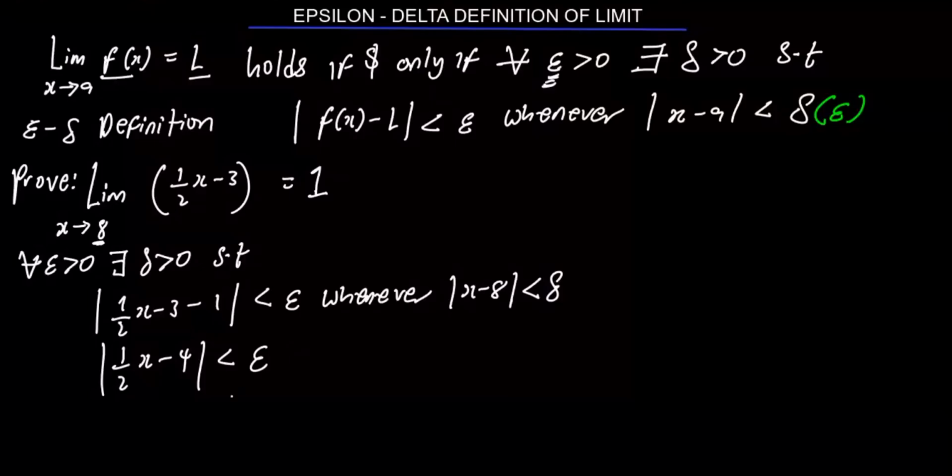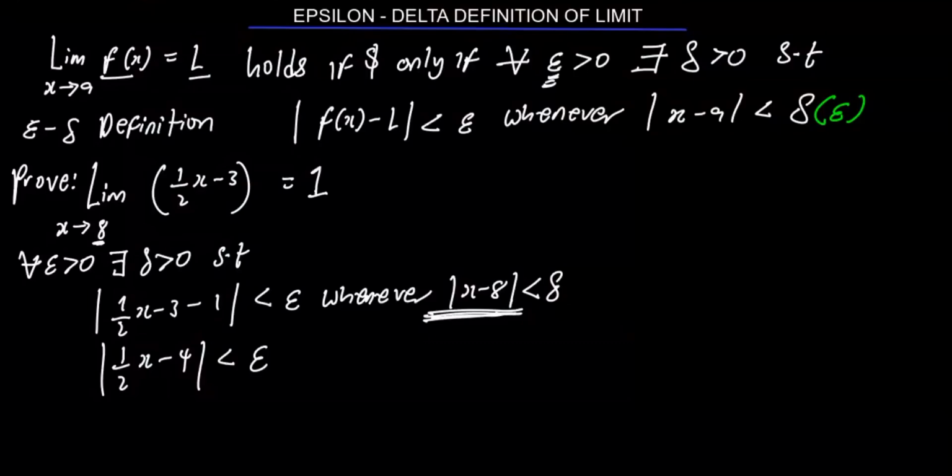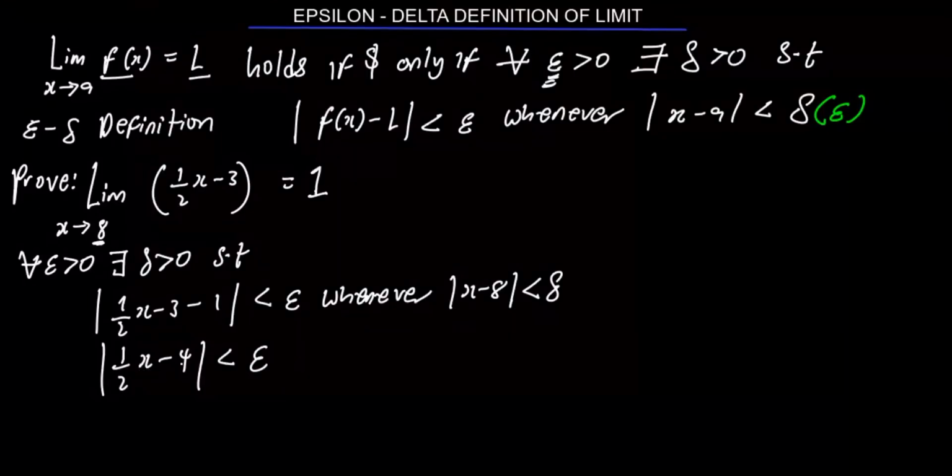From here, what do you think I will do? Okay, it's very easy. I can multiply both sides by 2. Do you know why? I'm trying to work towards what I'm having here. You observe that if I multiply both sides by 2, it will give me what I have here. If I multiply both sides by 2, this will give me x minus 8, then less than 2 epsilon.